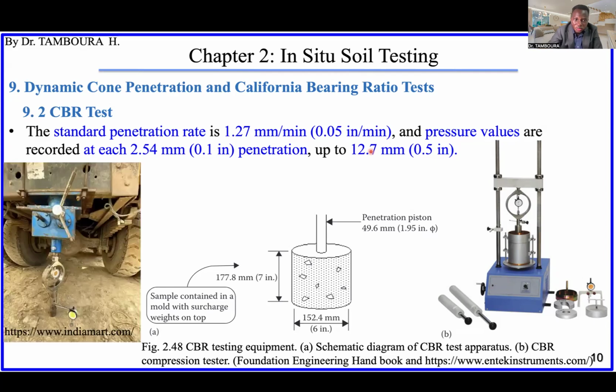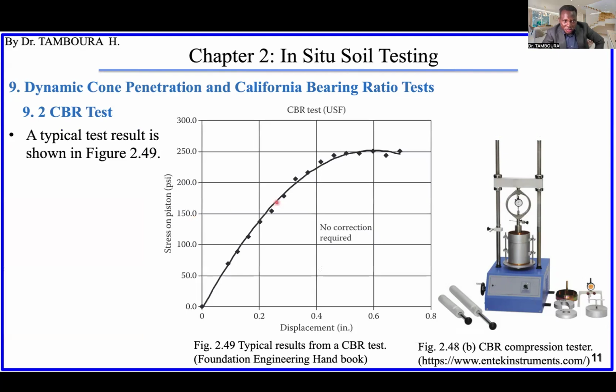Just for your information, you can do this also in the field. The California bearing ratio test can be conducted directly in the field also. This is in the lab, in laboratory test. This is field test.